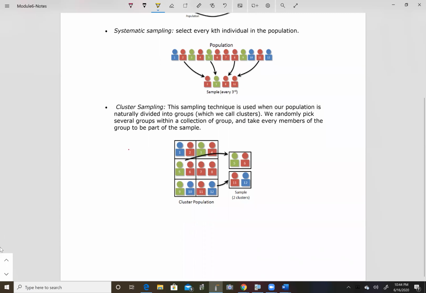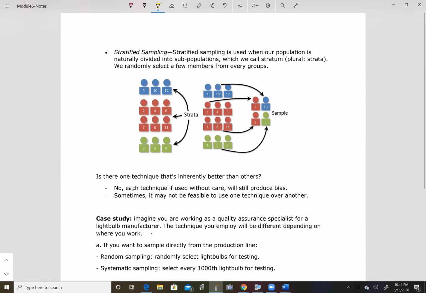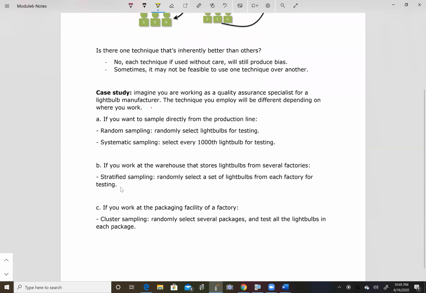But not to be confused with this next one, though we're going to use the same kind of idea. Stratified sampling is used when the population is naturally divided into subpopulations, which we call strata. We randomly select a few members from every group. So in the cluster sampling using DPS, you took several schools randomly and surveyed every single person at that school. What that would look like with stratified sampling is that you would take several people randomly from every school, okay?